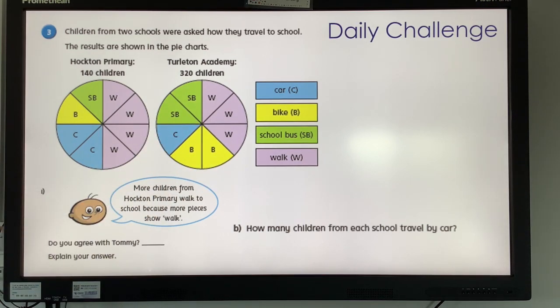Now over here we've got Tommy. Tommy says, more children from Hockton Primary walk to school because more pieces show walk. So he's noticed there's more pieces over here than there are over here. So he thinks more children at Hockton walk. Do you agree? Then lastly, how many children from each school travel by car? Pause the video, have a go, and we'll go through the answers in a second.